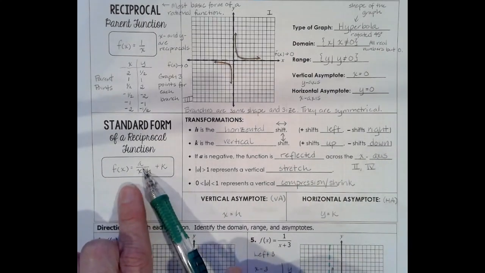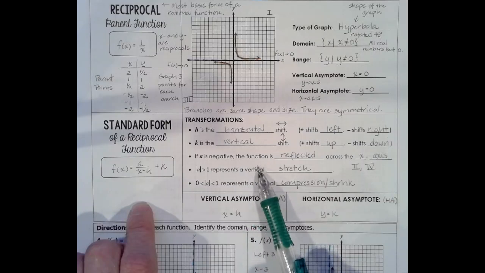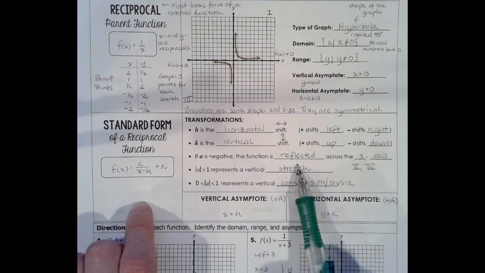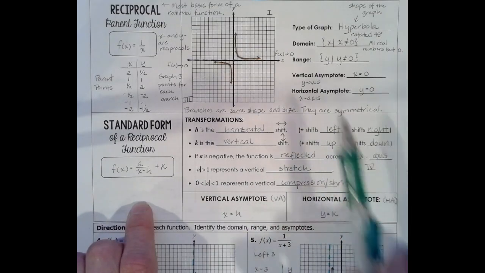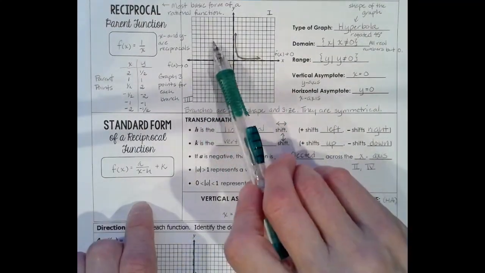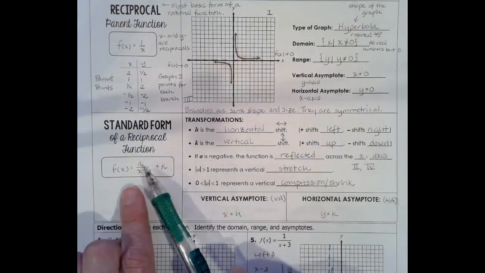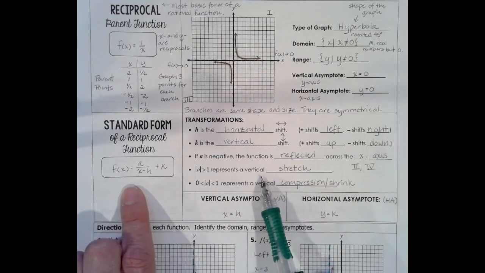Now, let's talk about the a value, so the number on the top of the fraction bar. If a is negative, that means that the function is going to be reflected across the x-axis. So remember, we talked about the branches being in quadrants 1 and 3. They'd end up in quadrants 2 and 4 instead. And if a is greater than 0, so it's a number greater than 0, like say 2, 3, 4, 5, that means it's going to be a vertical stretch.